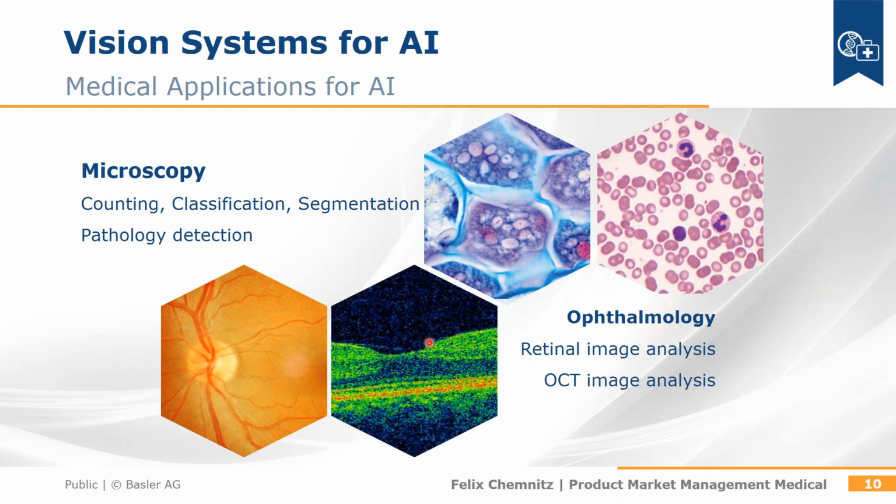The other big field we see is ophthalmology, where you have retinal images or OCT images, and there you have, for example, blood vessel segmentation, fluid segmentation, or detection of diabetic retinopathy. But these are only examples. You can think of lots more application fields such as magnetic resonance imaging, ultrasound imaging, electrocardiogram interpretation. All that can be learned by vision or by AI.